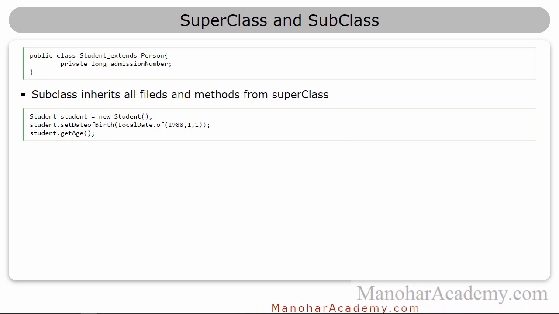Whenever you extend and create a new class from an existing class, you are going to inherit all the fields and all the methods that are available in the superclass. So here the student is subclass and the person is superclass. Whatever class we are extending, that is the superclass, and the one extending is the subclass.